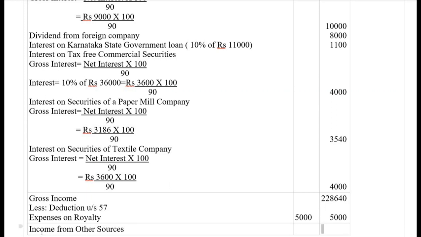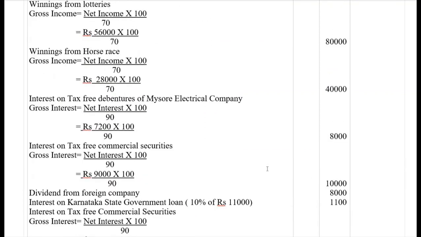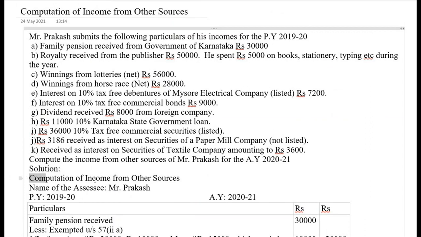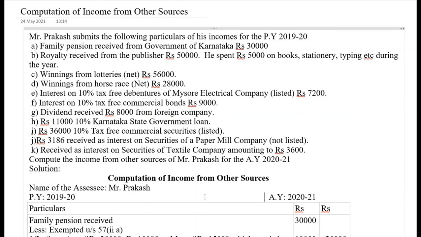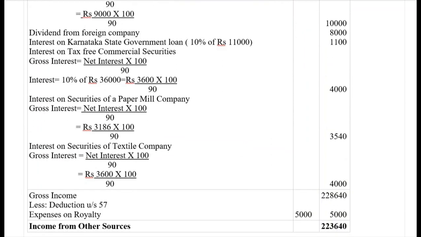So it will be 2,23,640. I think there are no notes required here. So this is the answer to this question, 2,23,640. This problem is asked to test whether the students have understood the concept of grossing up or not. So this is a very simple question. So the answer here comes to 2,23,640, which is made on the board here. Thank you.